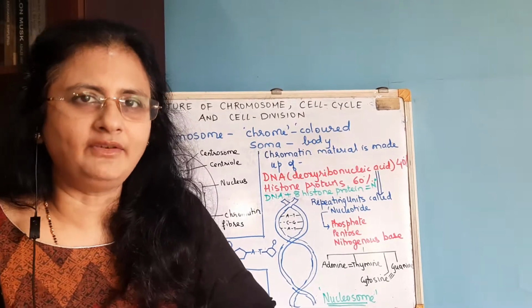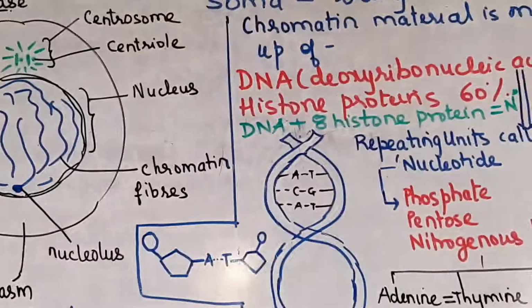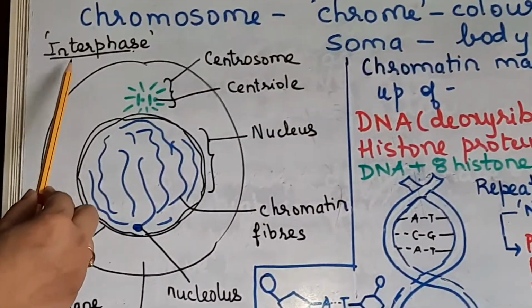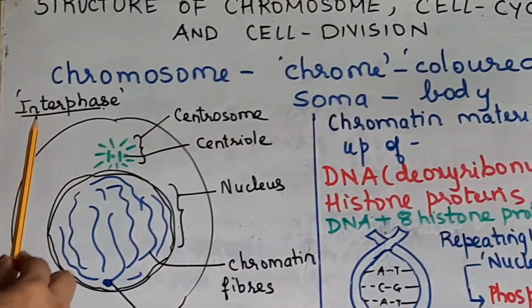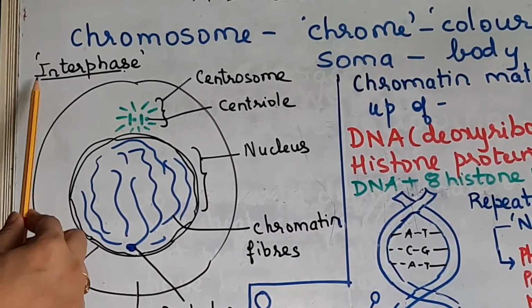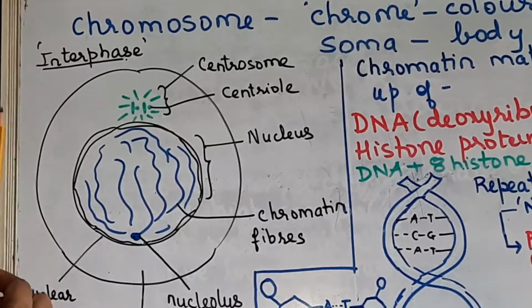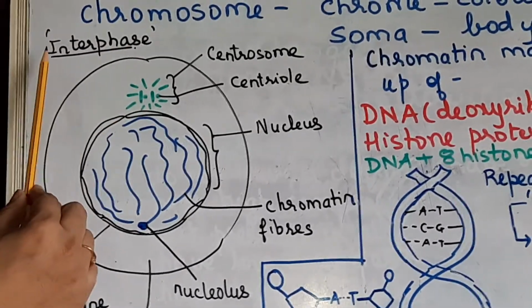You can have a look at the diagram here. This diagram is of the interphase stage. Interphase is one of the stages of cell division, which we will discuss later. It is called the preparatory phase. Before the cell actually goes into cell division, it has to pass through interphase.